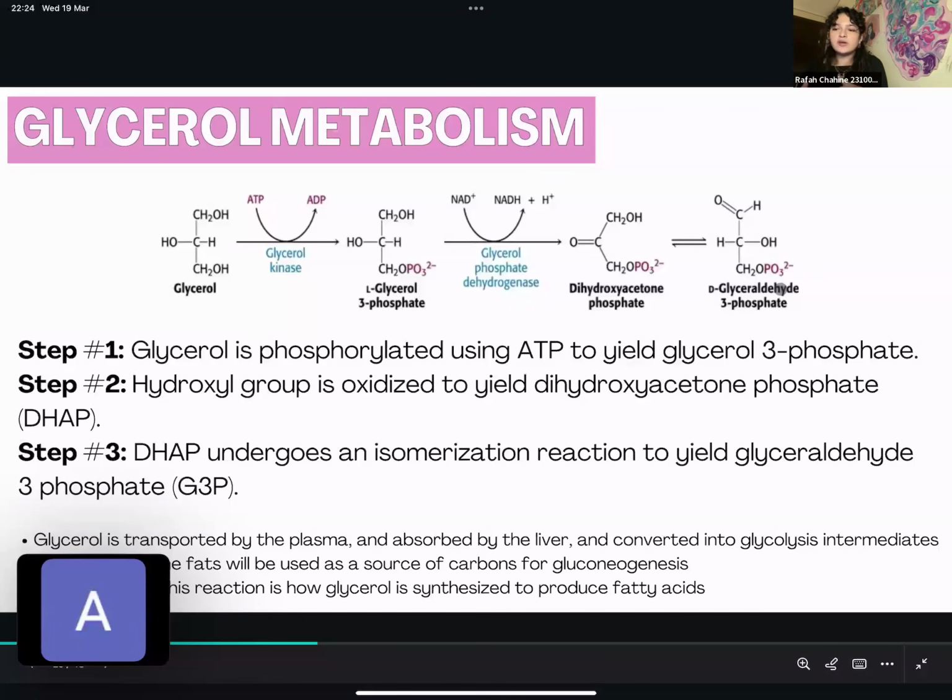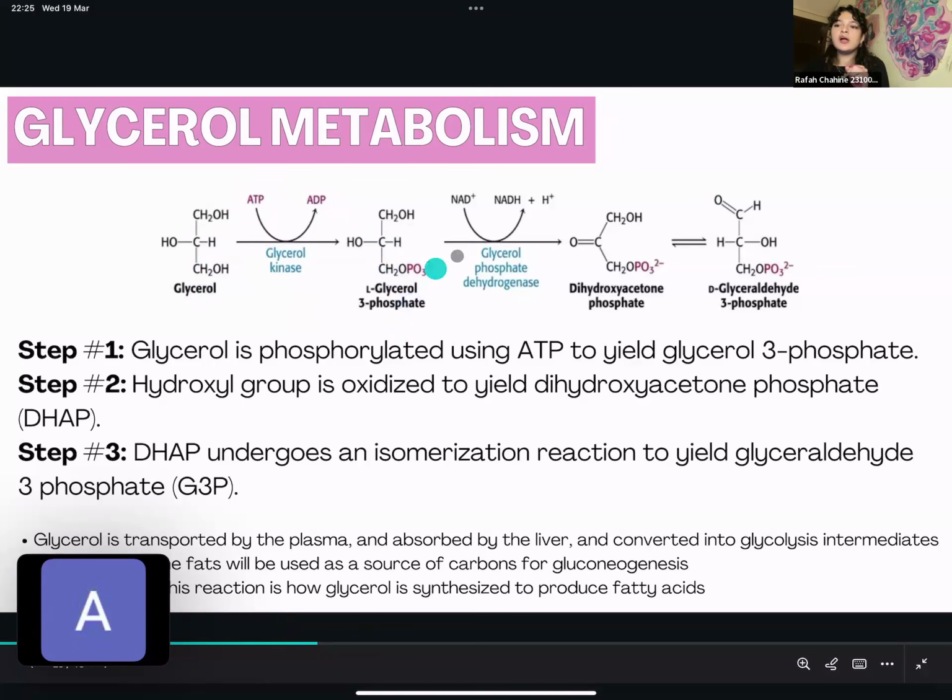I'm going to go through it one more time, and then we're going to see if we need to clarify anything else, okay? Okay, step number 1, we're using glycerol and glycerol kinase. Again, we said kinase, we're phosphorylating. So we're going to use the phosphate from ATP and add it to glycerol to give me glycerol 3-phosphate, and that is going to yield an ADP, obviously.